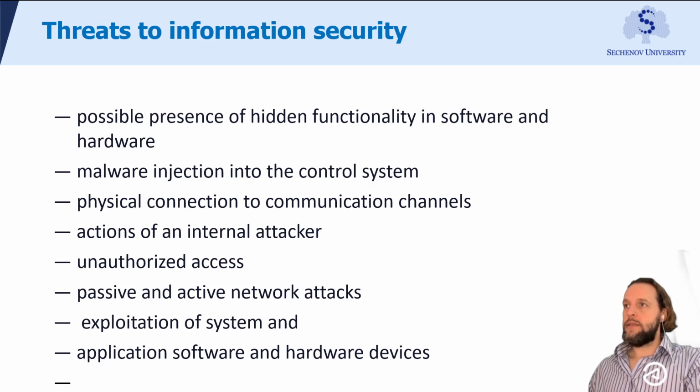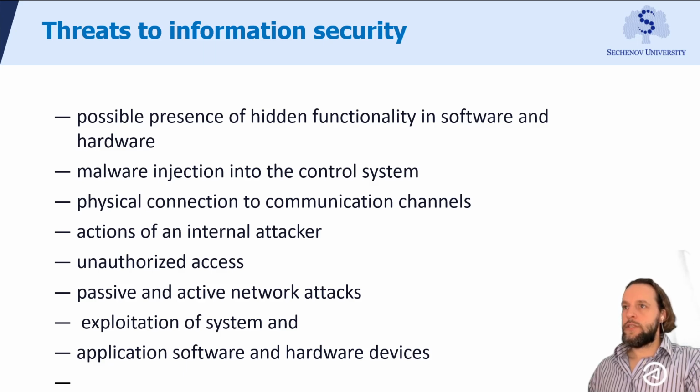What are the main threats in information security? It's a possible presence of hidden functionality in the software and hardware. For example, it could send your protected data to a third party, and you will be quite surprised how much information is being sent by a basic web browser when you're looking at something on your laptop.